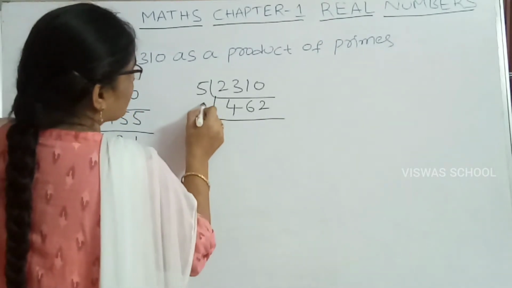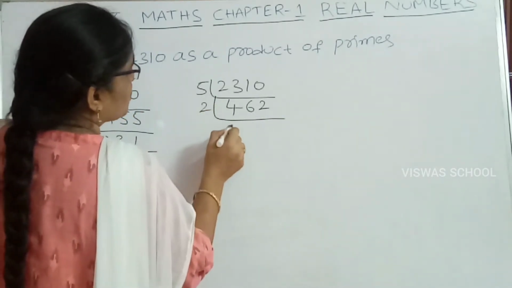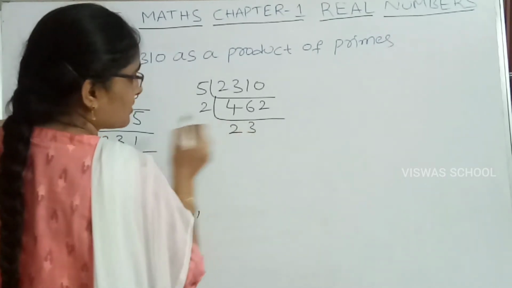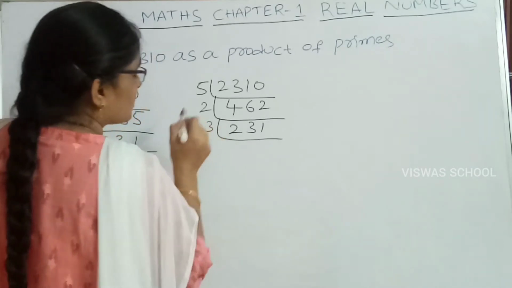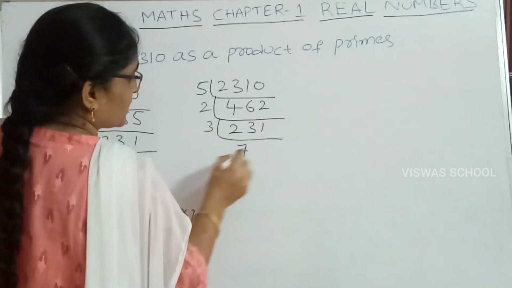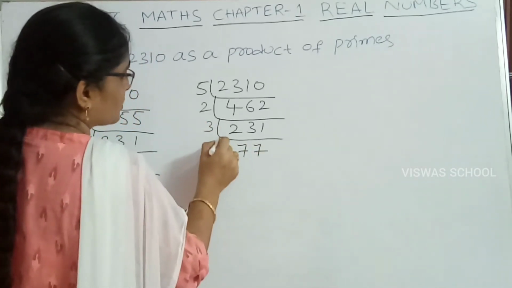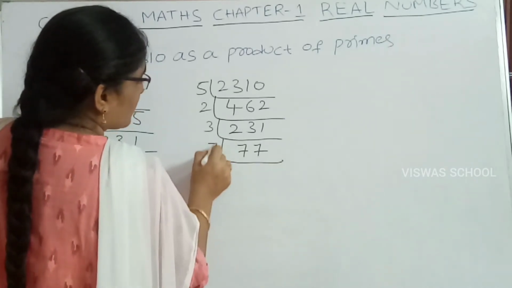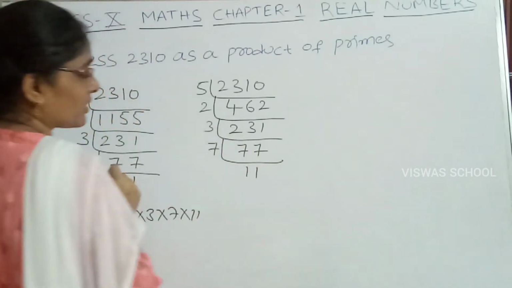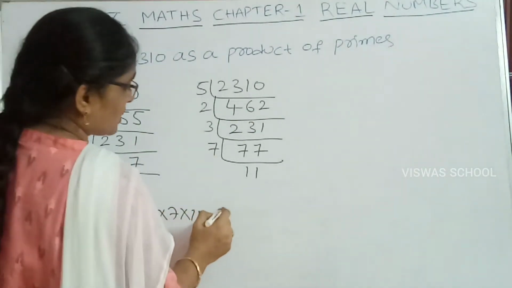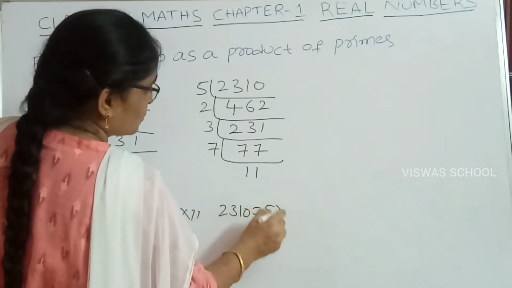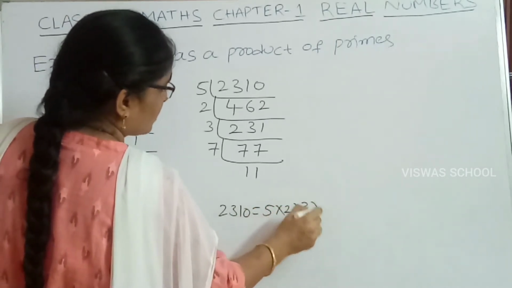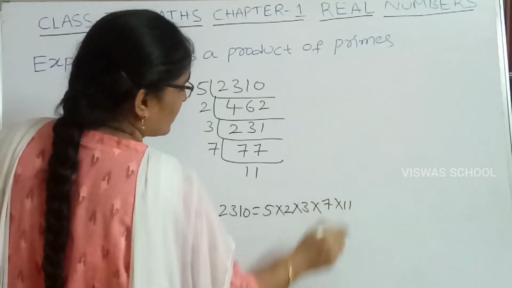And here I am starting with 2. 2 2s are 4. 2 3s are 6. 2 1s are 2. Next I am starting with 3. 3 7s are 21. And here also 3 7s are 21. 7 11s are 77. And this is also 5 into 2 into 3 into 7 into 11.